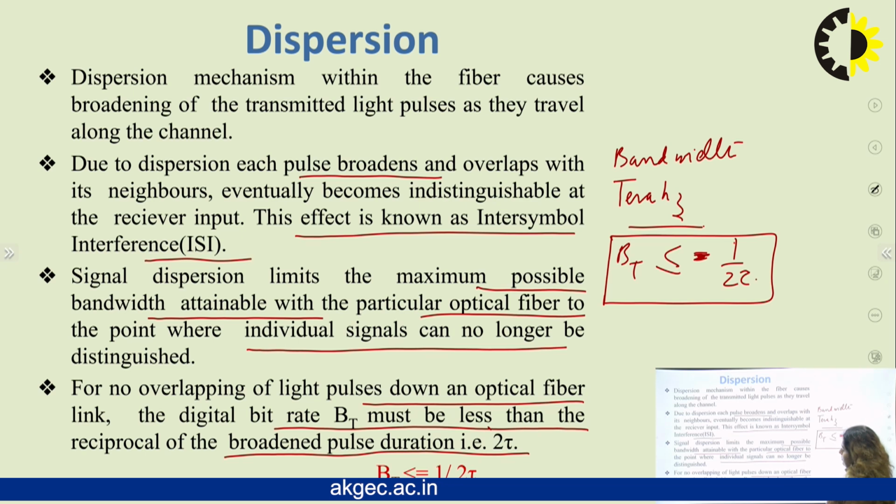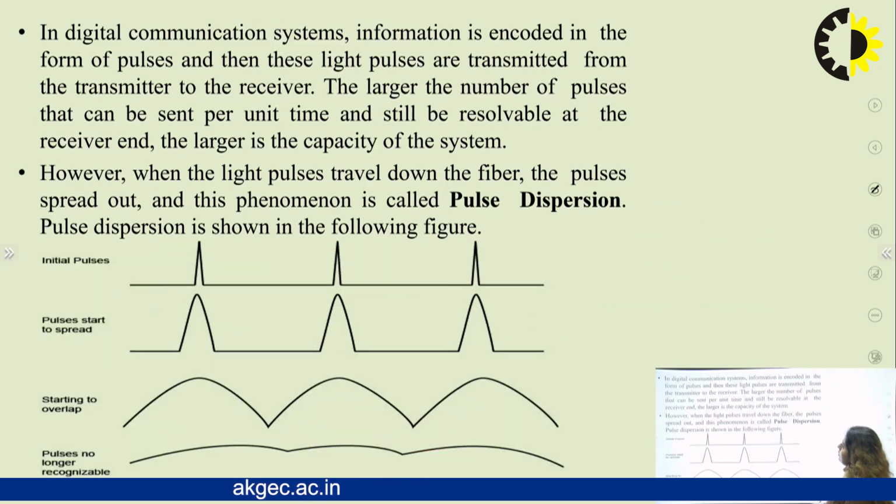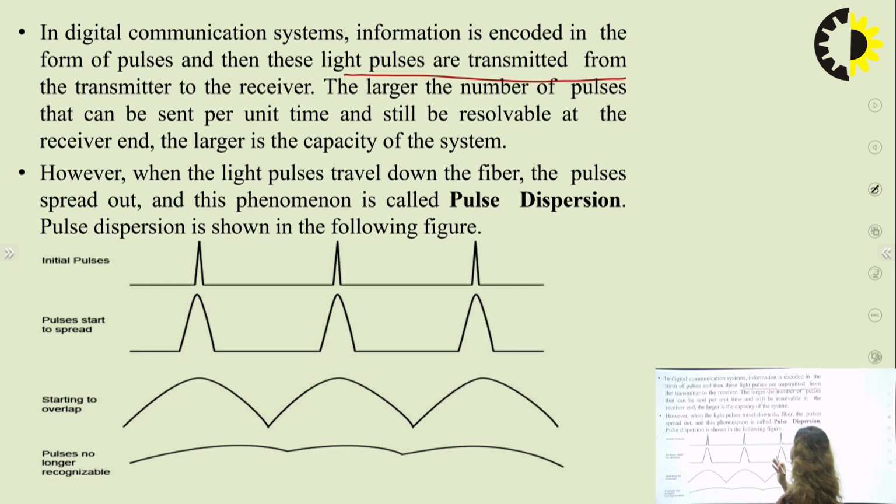Next, in a digital communication system, information is encoded in the form of pulses, and then these light pulses are transmitted from the transmitter to the receiver. So the larger the number of pulses that can be sent per unit time and still be resolvable at the receiver end, the larger is the capacity of the system. However, when the light pulses travel down the fiber, the pulses spread out, and this phenomenon is called pulse dispersion.